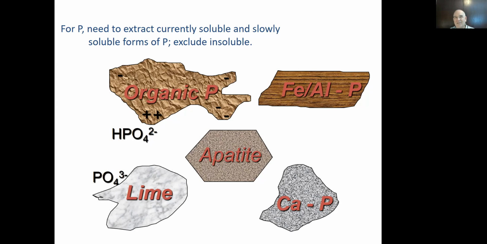Now, we don't have anything that does that precisely. We have some chemical extractants that approximate it. And that's what we do with soil testing with these index values for phosphorus, potassium, and some of these others.